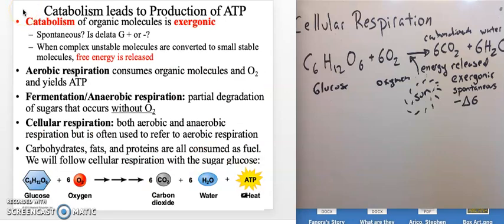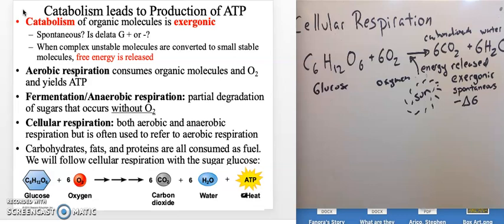So when we think about those vocabulary terms that have to do with energy from the last chapter, cellular respiration is a catabolic process. It takes a large, complex molecule, glucose, and reorganizes it into low energy molecules of carbon dioxide and water. And the energy is released. So it's exergonic, it's spontaneous, it has a negative value for delta G.